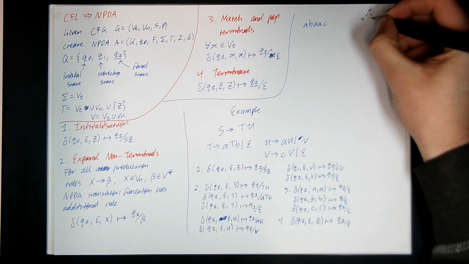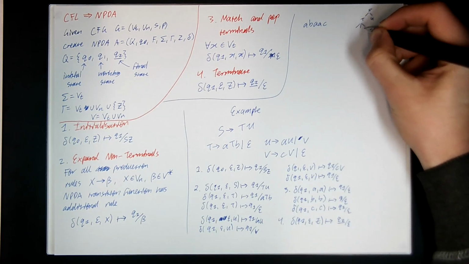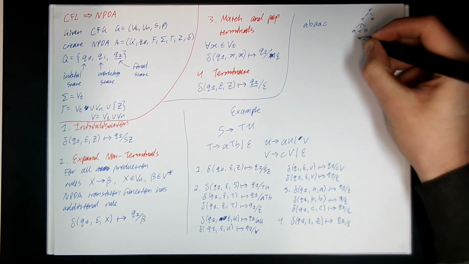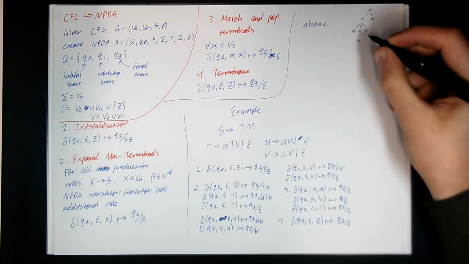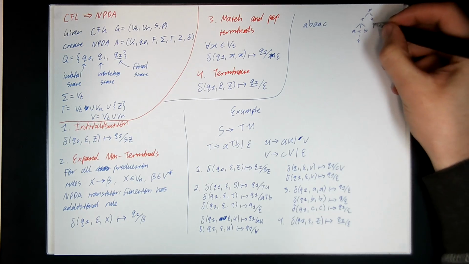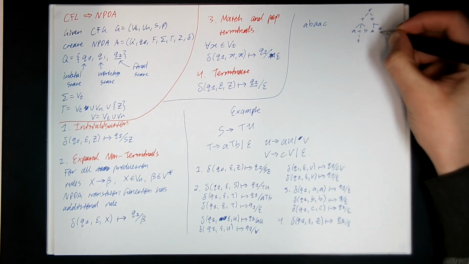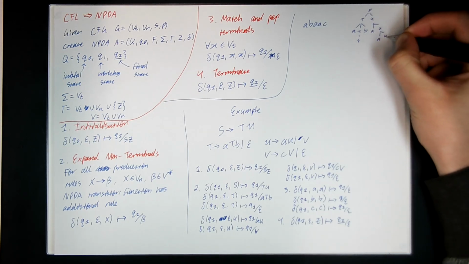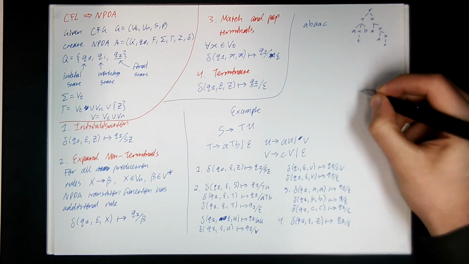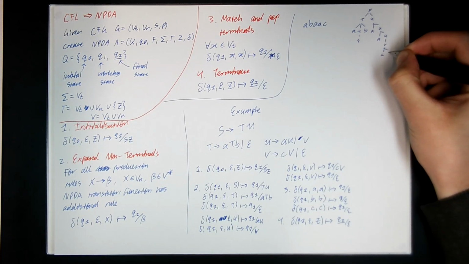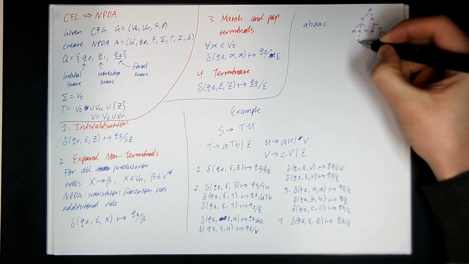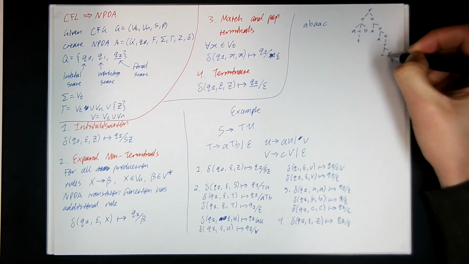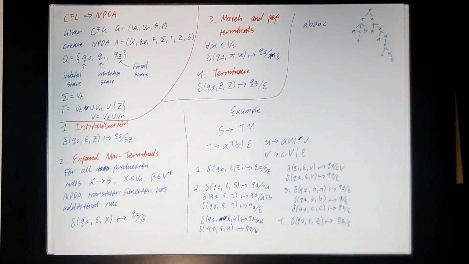So S goes to TU, T goes to ATB, T goes to epsilon, so that's the A and the B dealt with. And then U can produce two A's, and then go to V, produce a C, and then go to epsilon. A, epsilon, B, A, C, epsilon. There we go. So given the grammar can produce it, it should be the case that the NPDA can accept it.